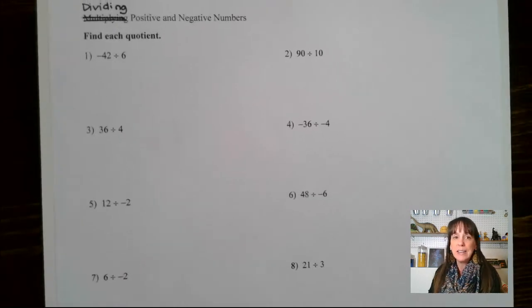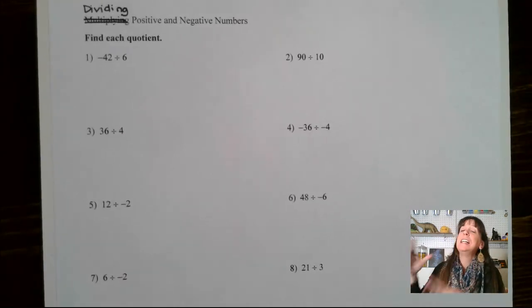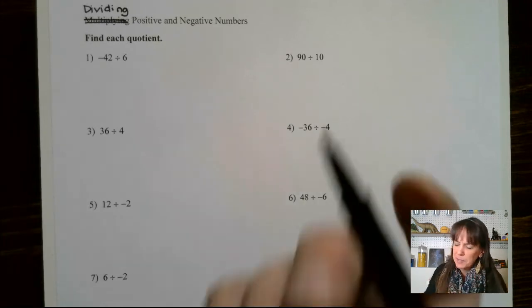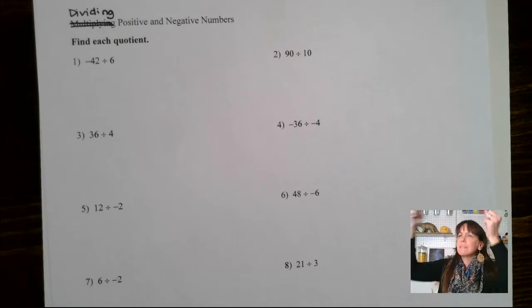Let's talk about dividing. Guess what? It's the same rule. Same signs, we've got positive. Different signs, we've got negative. I don't know why I was expecting a response from you on that. Well, hopefully you said it to yourself.